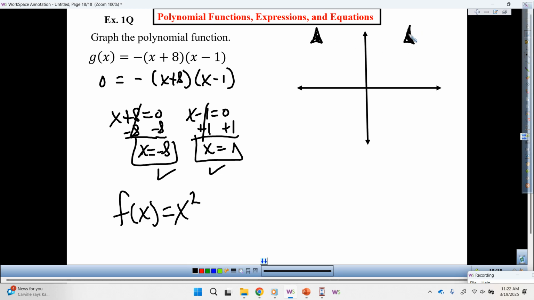Now, be careful with this one. Look up, please. Let's plot our x's. We got negative 8. Negative 8 is somewhere over here. And plus 1 is about right here. However, look up. Tell your neighbor what's going to happen to these arrows according to that.